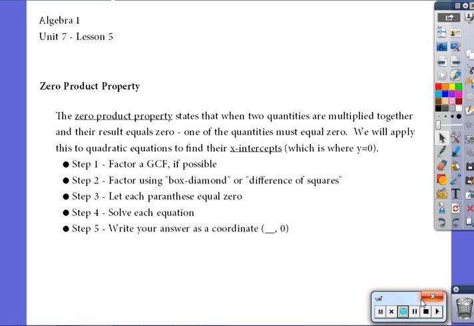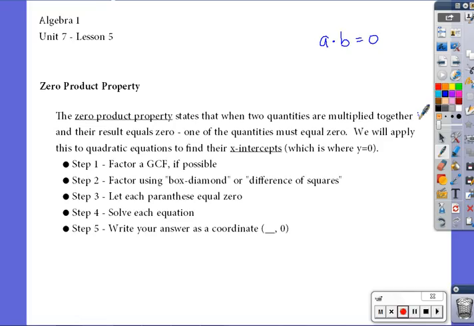Okay, so here we go with zero product property. Again, this is going to utilize factoring, but you can read this: zero product property, two quantities are multiplied together, the result is zero. A simple problem to think about would be if I told you A times B equals 0, through multiplication one of those has to be 0. That's the only way to get 0 as an answer.